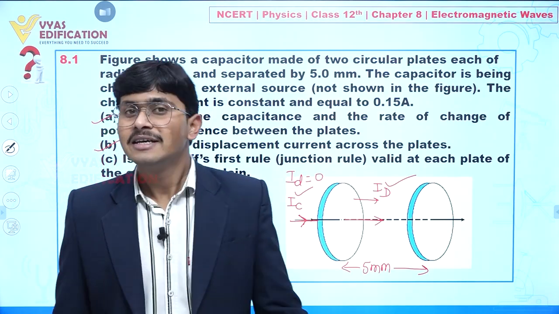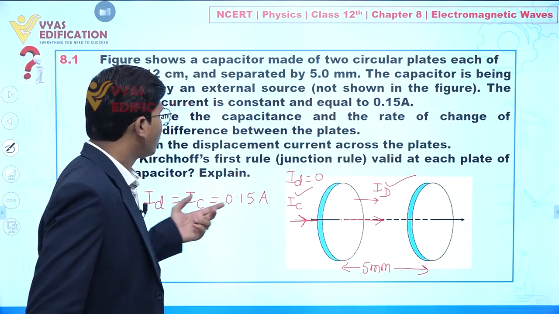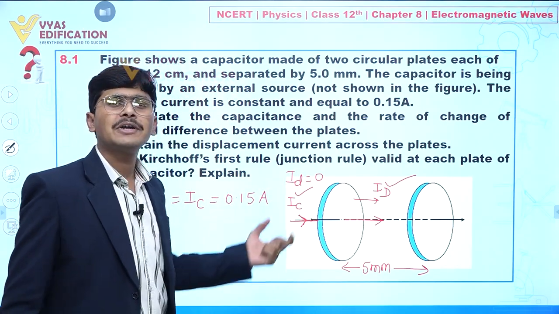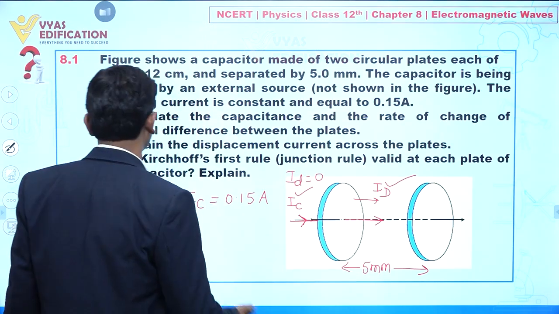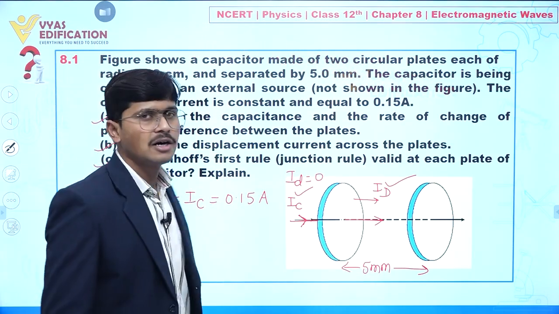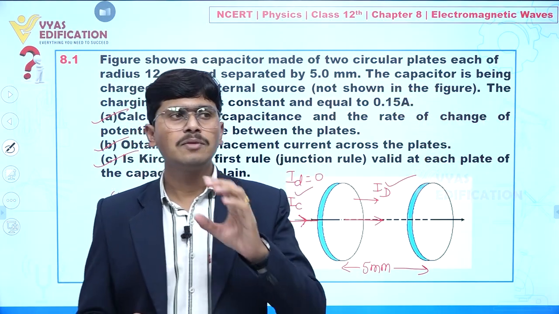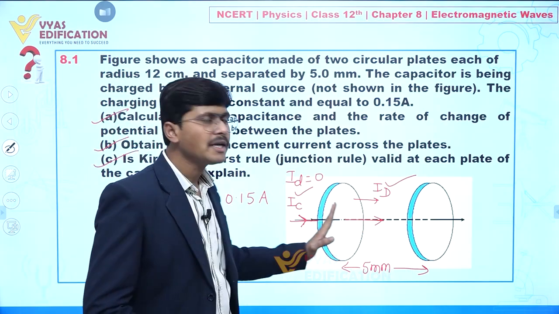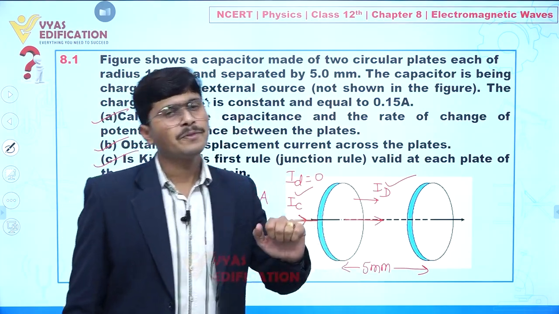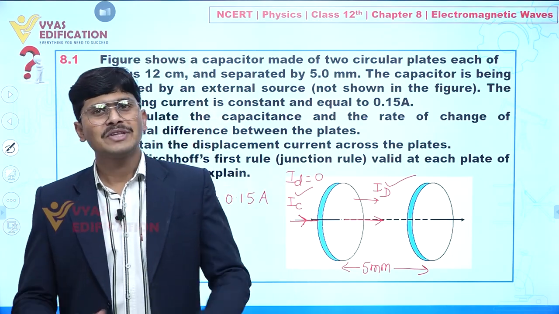It means we can say yes, Kirchhoff junction rule is valid for each parallel plate, clear. So yes, definitely, we can apply Kirchhoff junction rule. Kirchhoff junction rule is actually based on conservation of charge. Now you can see here the incoming current is equal to outgoing current, so Kirchhoff junction law is valid, clear. So this is all about this question, clear.